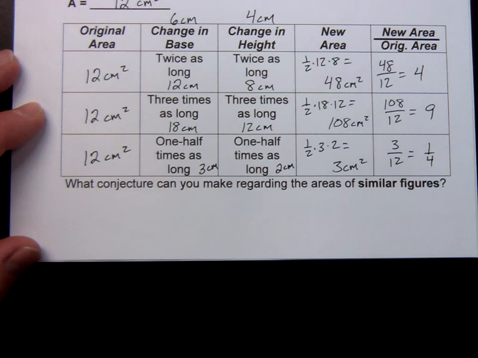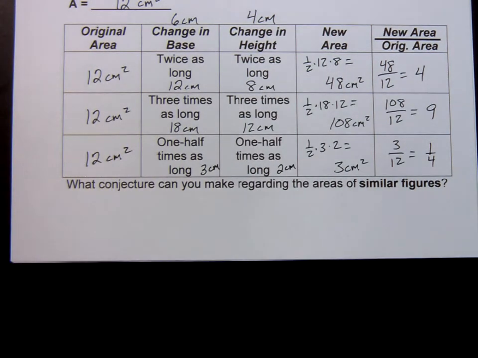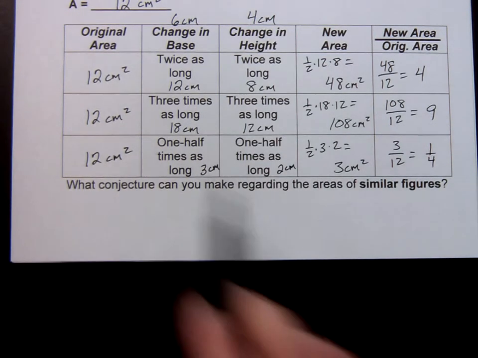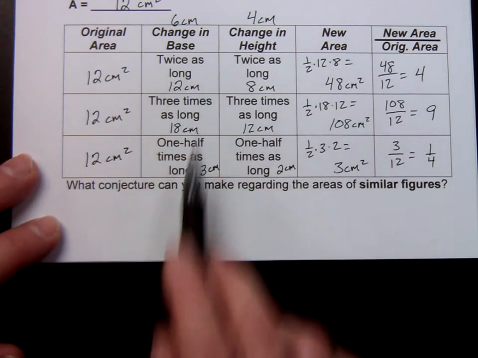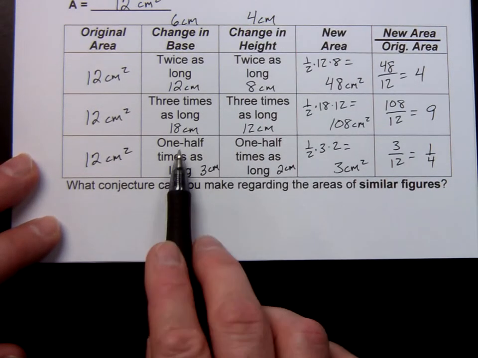We're squaring it. So instead of just saying we're going to multiply the change in each dimension, we can say, because area is a two-dimensional measurement, it's units squared, whatever the change is to all the dimensions, we can take that number and square it. And I want to remind you that when we're dealing with similar figures, the number that you're multiplying all the dimensions by is the scale factor. So in this example, the scale factor was 2. In this example, the scale factor was 3. In this example, the scale factor was 1/2.